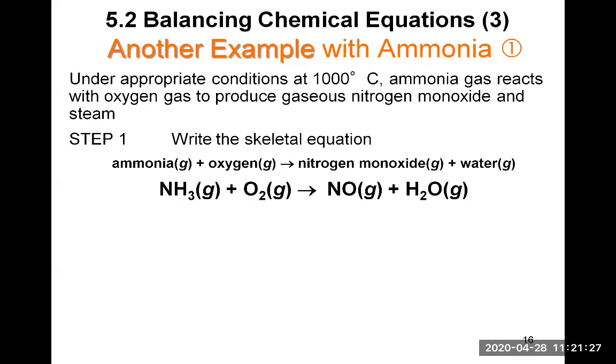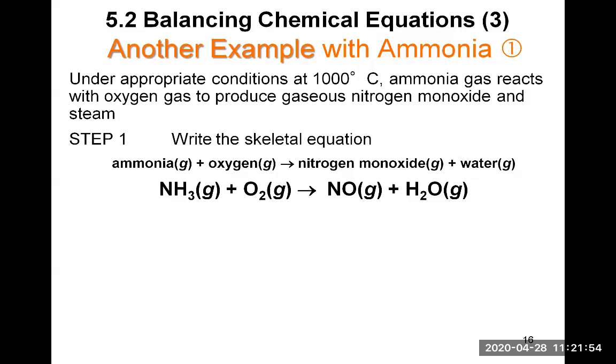Nitrogen monoxide is made of non-metals only, nitrogen and oxygen. Mono in front of oxide tells you it's only one oxygen, and nitrogen with no prefix because it's the first non-metal. It also tells you that it's one nitrogen. So it's NO. And then water, H2O. So that's the skeletal equation.